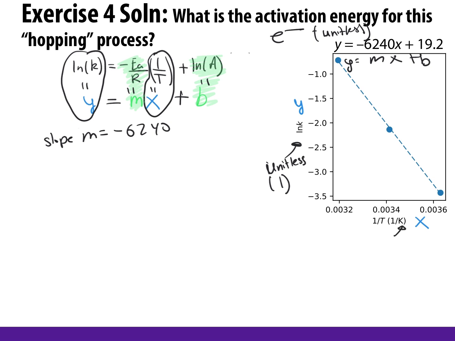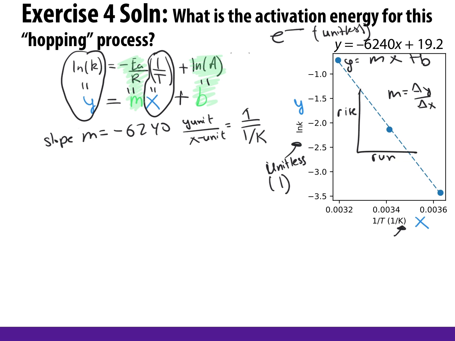1 over T here has units of 1 over Kelvin. And again, remember that when I think about what the slope means, it's the rise over the run. And so the slope m is sort of the delta y over delta x. And the units then are going to be equal to the y unit over the x unit. That's always the case, and we'll keep using that throughout this class. You've used it in lab already, of course. Y unit is just 1, the x unit is 1 over Kelvin. And so m is equal to negative 6240 Kelvin.